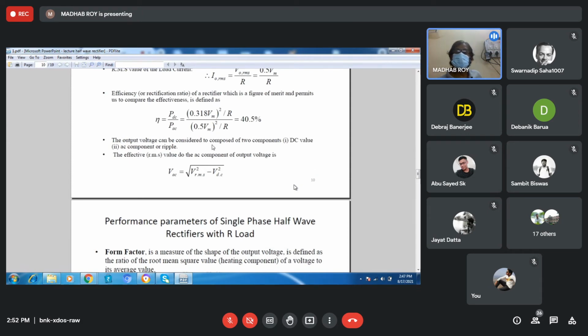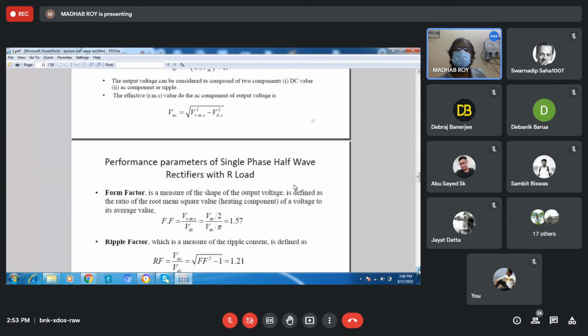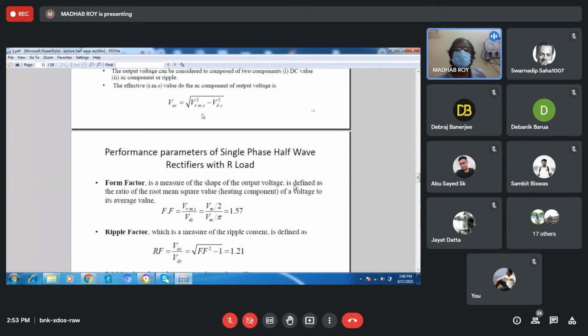The output voltage can be considered to be composed of two components: a DC value and an AC component, or ripple, because I have already told you that there will be harmonics. The effective value of the AC component of the output voltage is the square root of V RMS square minus V DC square. This is called the AC portion, that means the ripple portion. Normally, in rectification it is not called AC, it is called ripple.